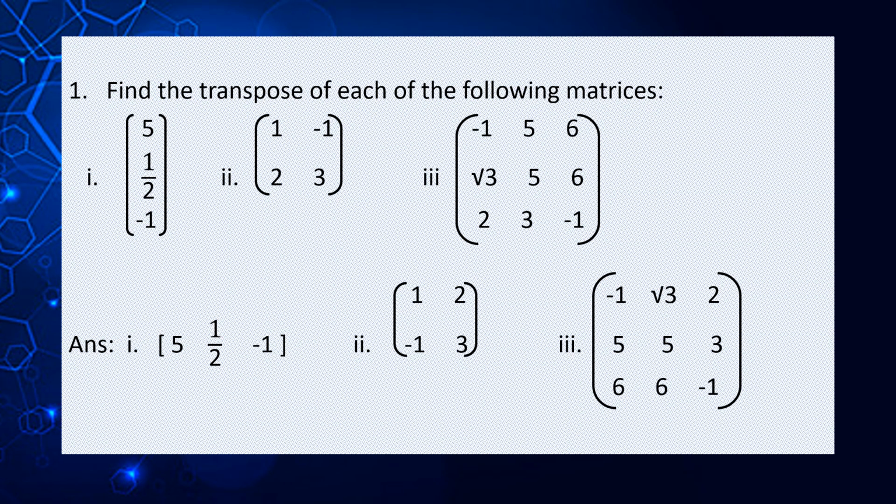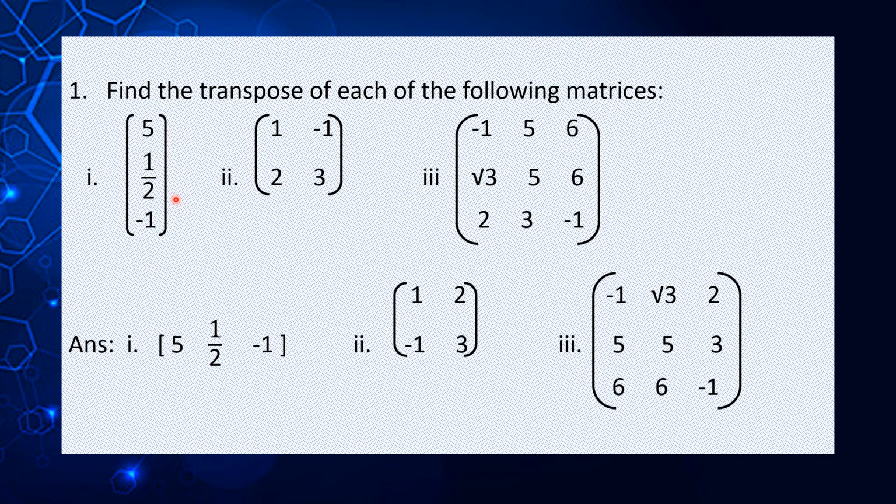First question, find the transpose of each of the following matrices. There are three sub-questions. Let's see the first question. It is 5, 1 by 2, minus 1. We have to write the transpose. When we write the transpose, the given column would be written in the form of a row and the given row would be written in the form of a column.